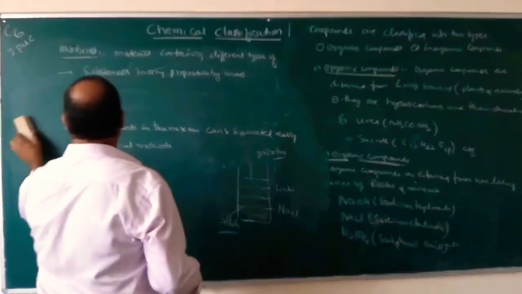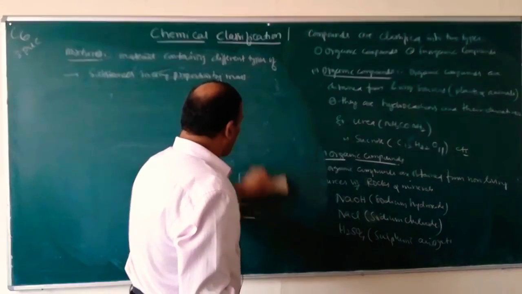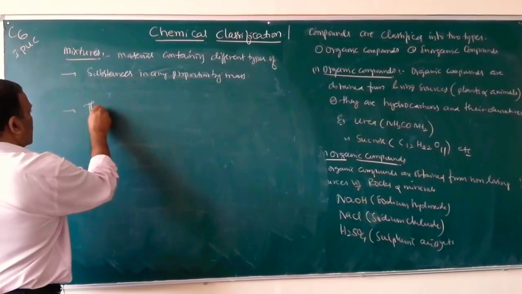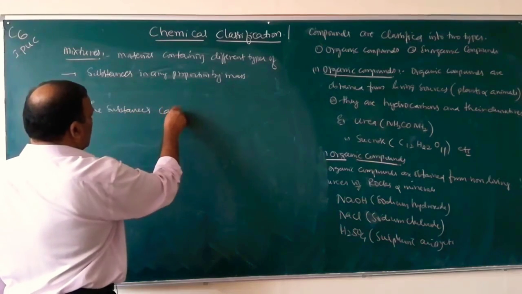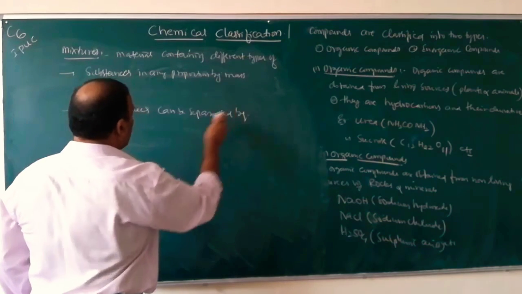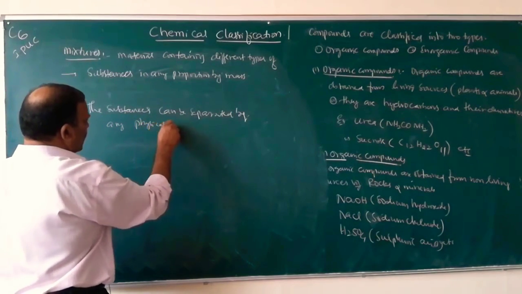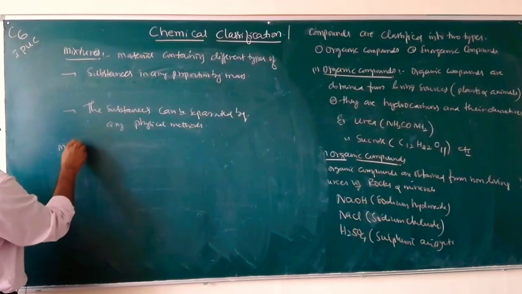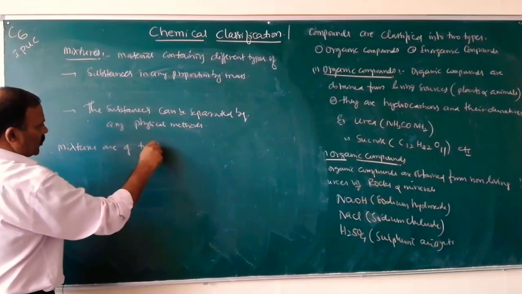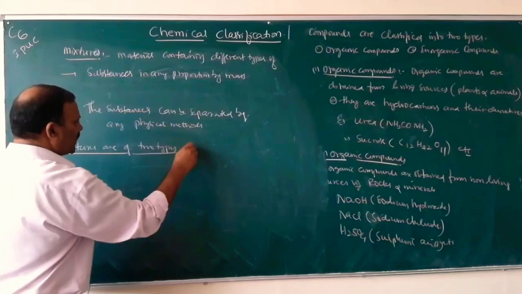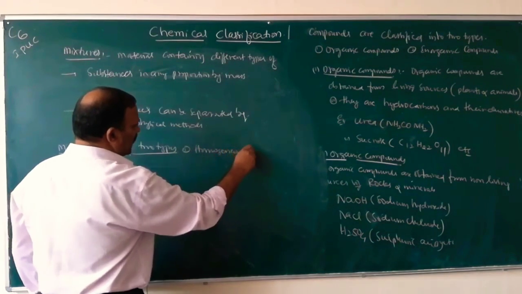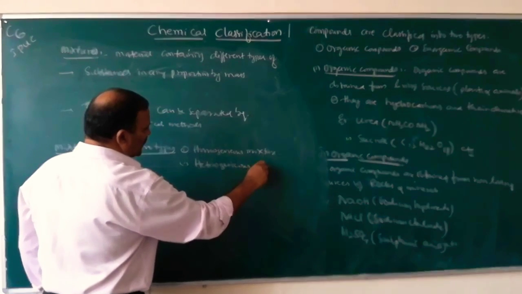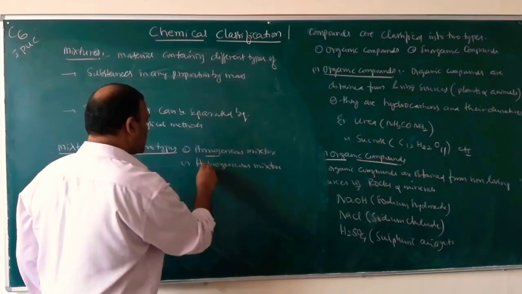What is a mixture? Mixture is a material containing different types of substances in any proportion by mass. The components can be separated by physical methods. Next, mixtures are of two types. Number one, homogeneous mixture, and number two, heterogeneous mixture.